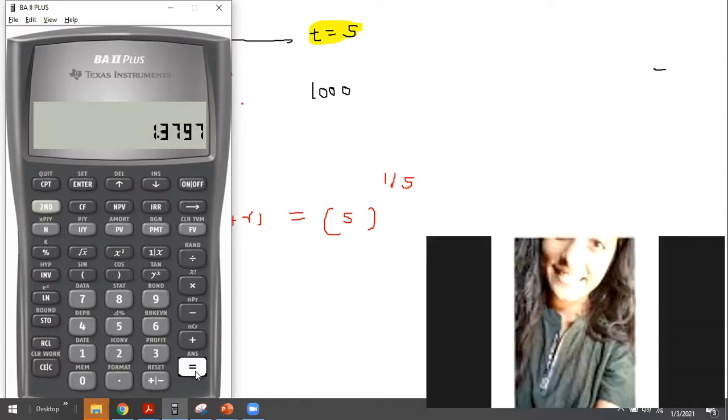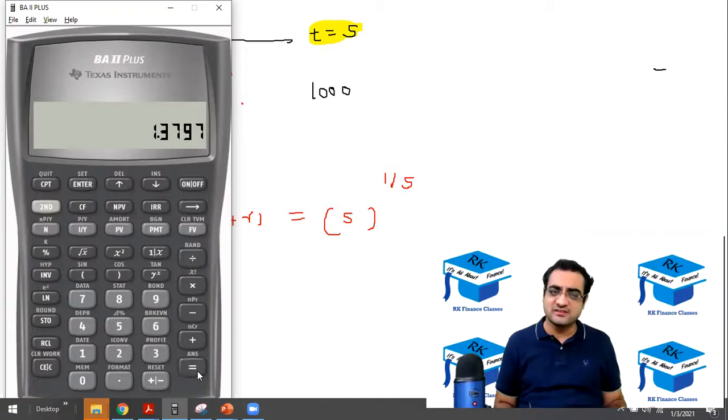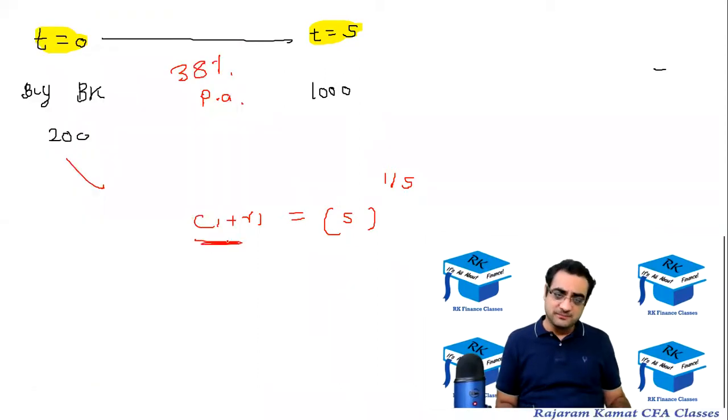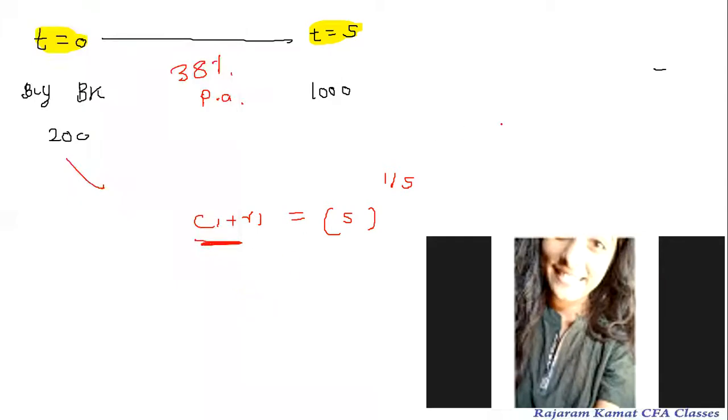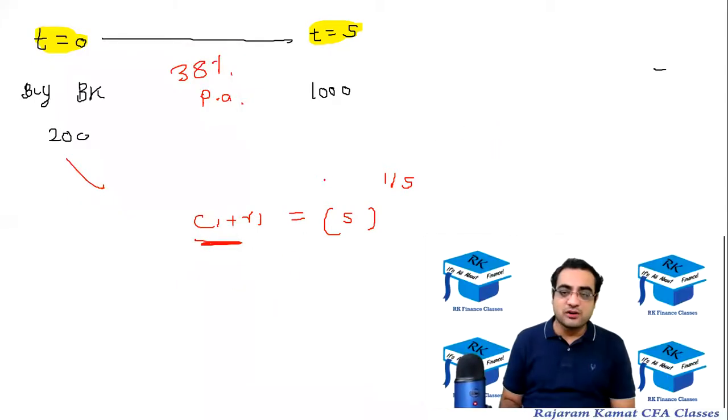Okay. Equal to 1.3797. Yeah, I got it. And then take this 1 plus on the other side. Make it minus 1. Then you'll get the value of R as 38% approximately. Okay, sir, I got it. Good. All right, so let's take another example for practice.